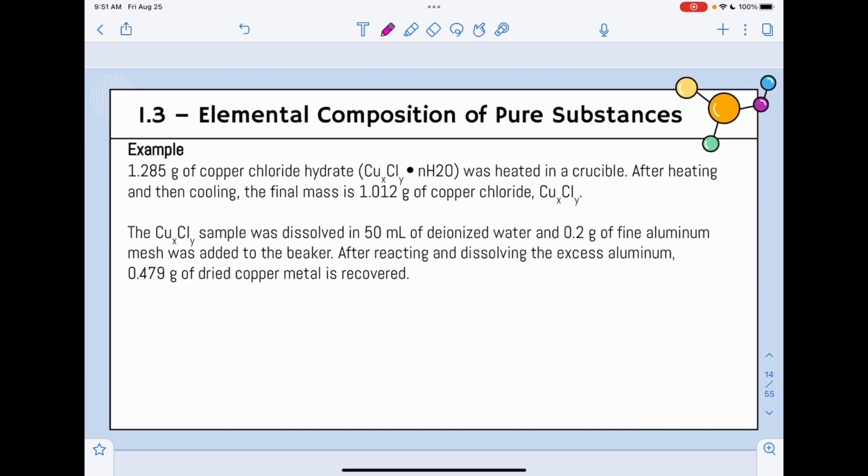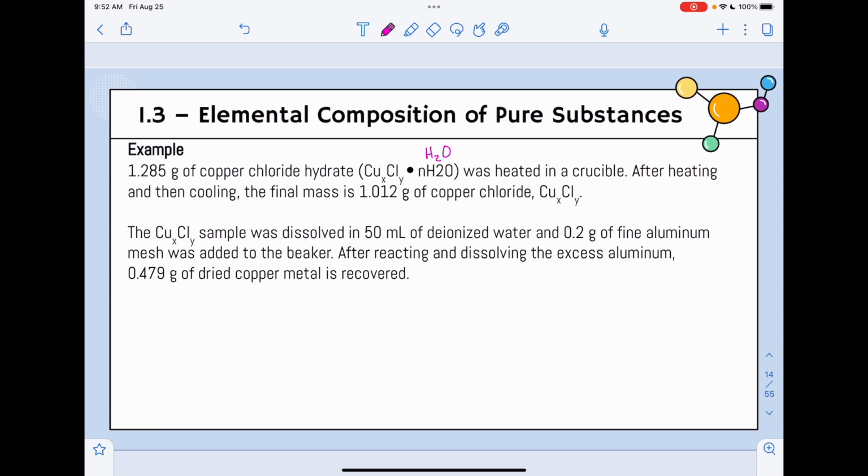Okay, so let's look at an example here. We've got 1.258 grams of copper chloride hydrate. So that means for every copper chloride particle, we've got some amount of water attached to it. And I already found a typo in my slide. That should be H with a subscript 2O.